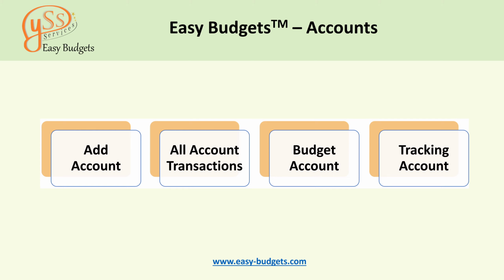So, all account transactions. This screen will display all the transactions pertaining to a budget. Say, for example, if you have 4 or 5 accounts associated to a budget, then this all account screen will display the transactions for all of these accounts. It will pull all of the transactions pertaining to a budget and display them here.